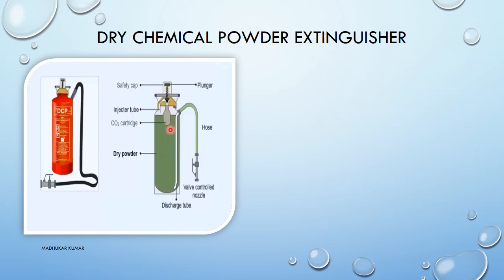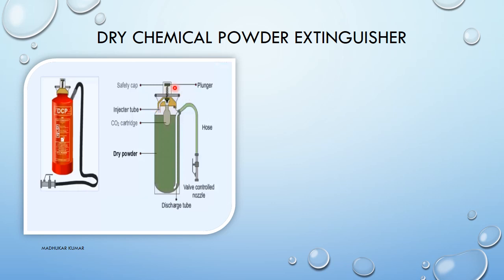Internal structure, if you see this, this is your CO2 cartridge. This is your safety cap which is being provided, this plunger with a spring arrangement. Okay, and this is the dry chemical powder which is being stored over here, and this is your dip tube or discharge tube, you can say. This is the hose, and this is your valve control nozzle. One additional tube is also being given over here. This is your injector tube. So this is the only portable extinguisher which has the injector tube in addition.